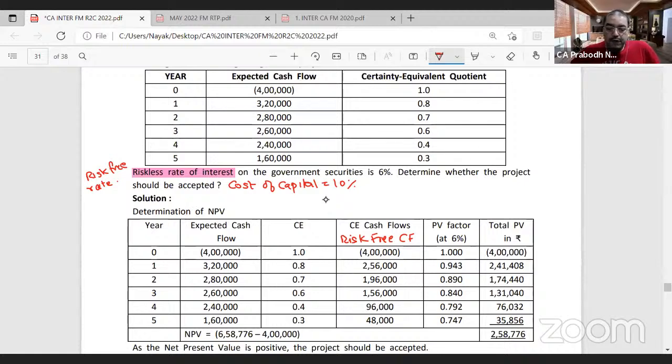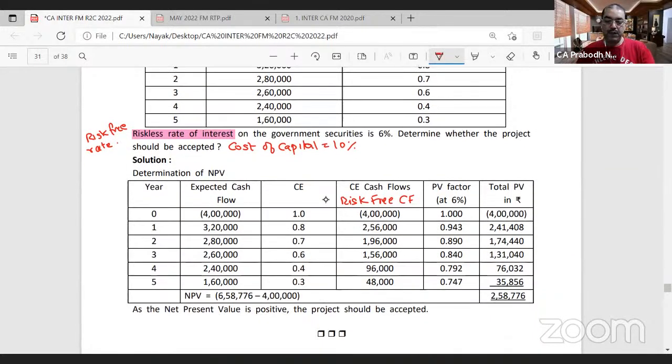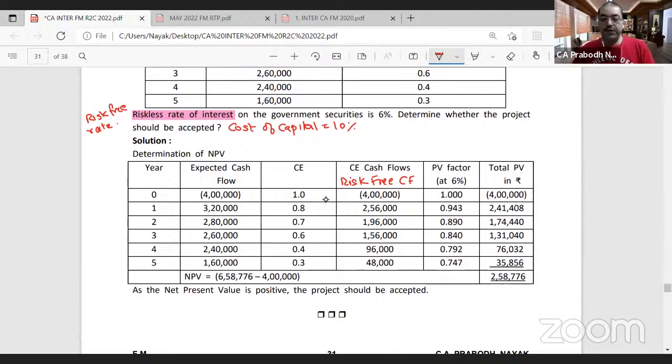So the expected cash flows given, you multiply by the certainty equivalent quotients, and you get the certainty equivalent cash flows. Discount them at the risk-free rate of interest, that is 6%, and you will get the total present values. Once you get the total of present values of all the cash inflows, minus it from 4 lakhs. So you will get your NPV as 2,58,776. As NPV is positive, the project should be accepted.